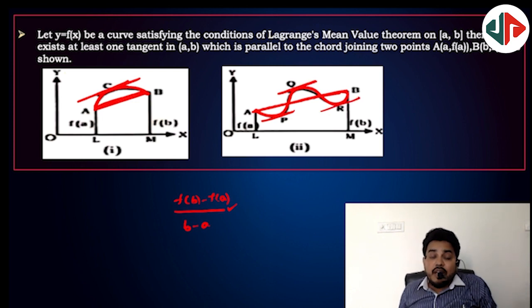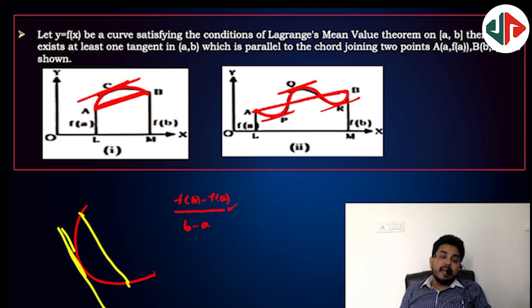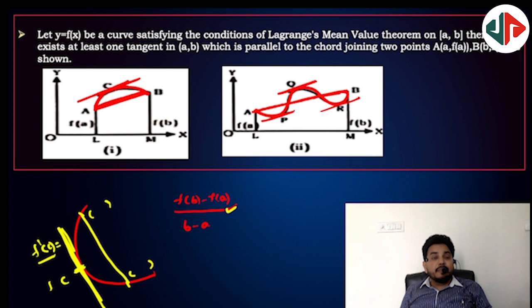So geometrically, if a function is continuous and differentiable, you take any 2 points on that, there will be a parallel tangent to it. This is a comma f of a, b comma f of b. This is C point. So the slope of this line will be f dash of c. F dash of c is equal to f of b minus f of a by b minus a.